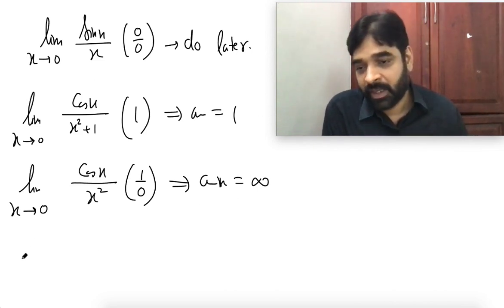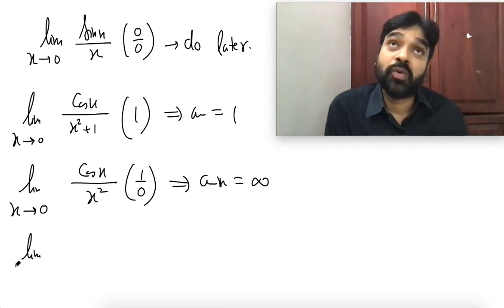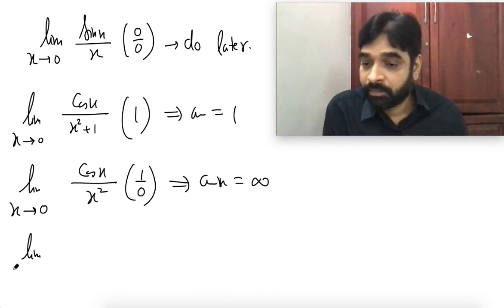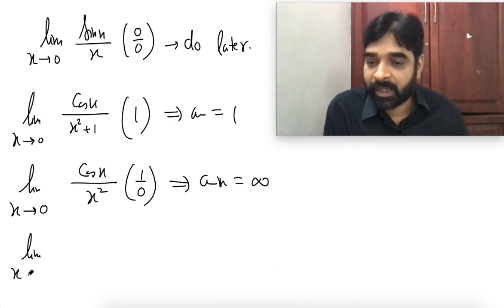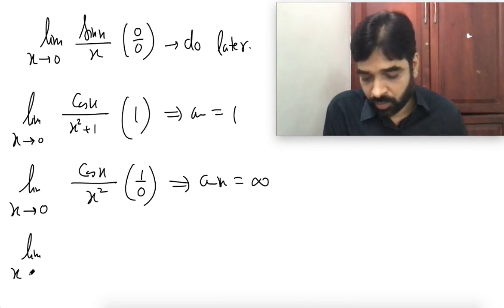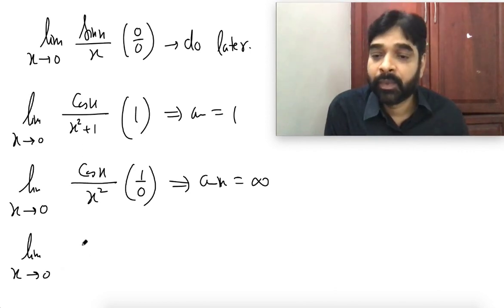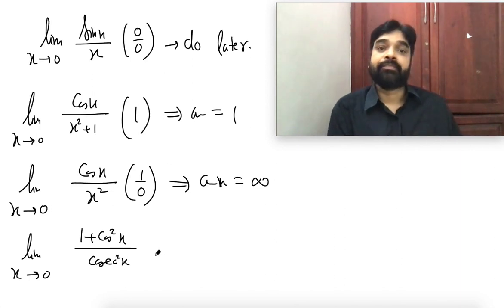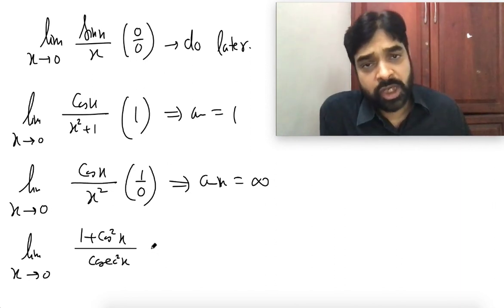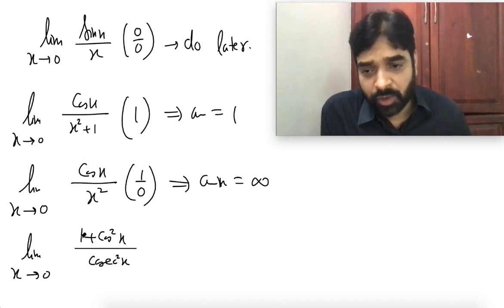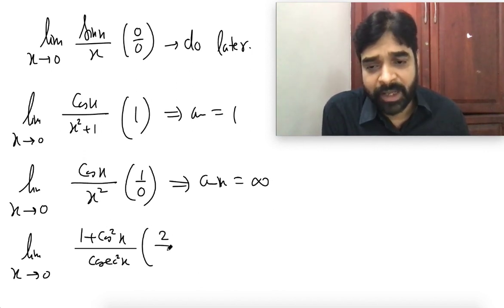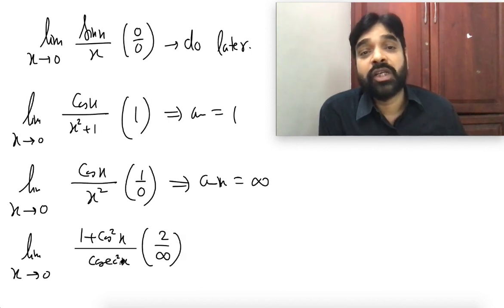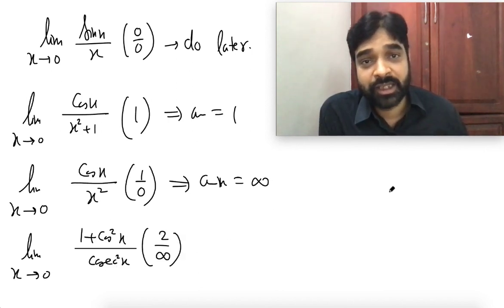Understand? Another question. Limit x approaches 0 only, 1 plus cos square x by cosecant square x. When x is very near to 0, the numerator will be near to 2, since cos square x is near to 1. The form is 2 by infinity, because cosecant x is infinity near 0.